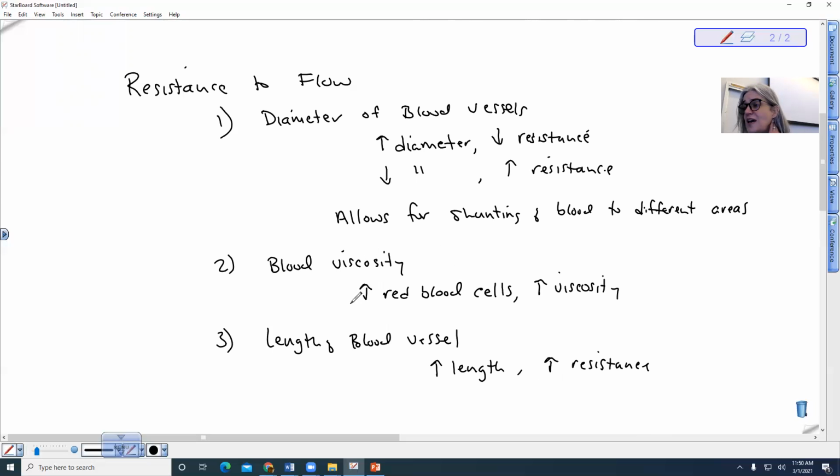And those are the three major factors in blood vessels that affect the peripheral resistance in the blood vessel.